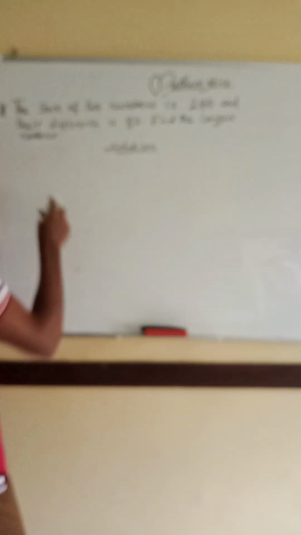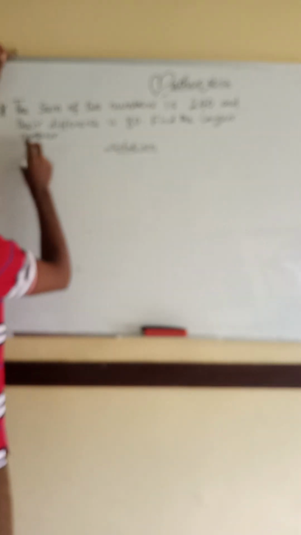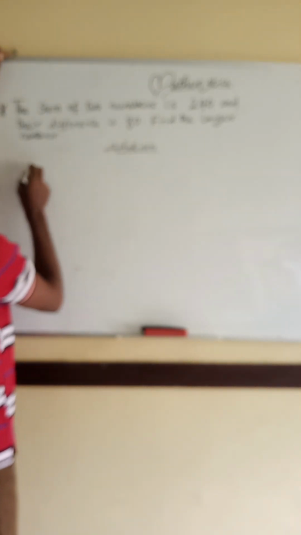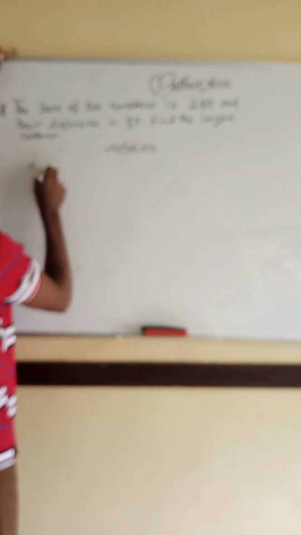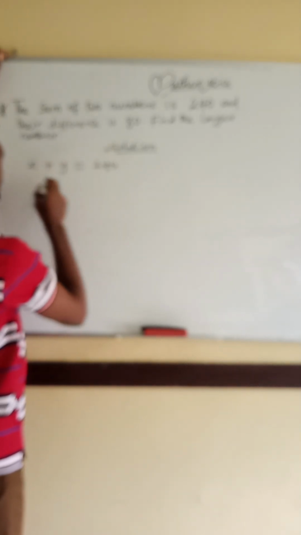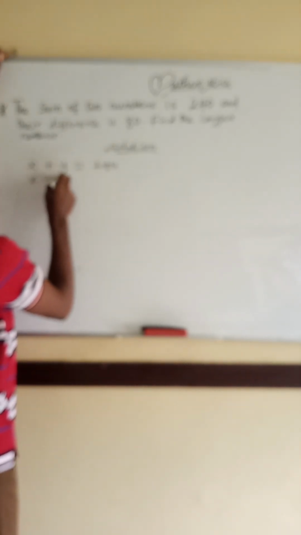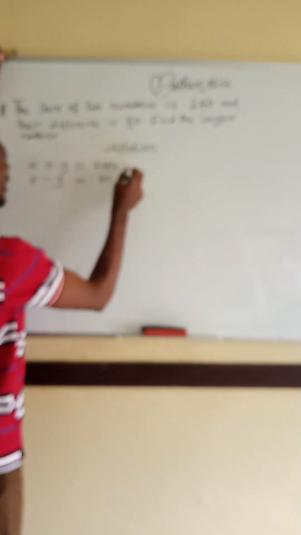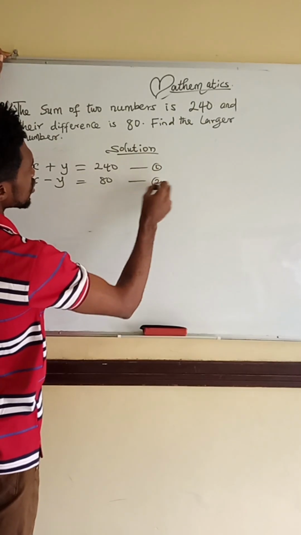So, we have the question. It says the sum of two numbers is 240. Let's assume the numbers are x and y. So their sum will give us 240. And then their difference will give us 80. Let's say this is equation 1 and this is equation 2.